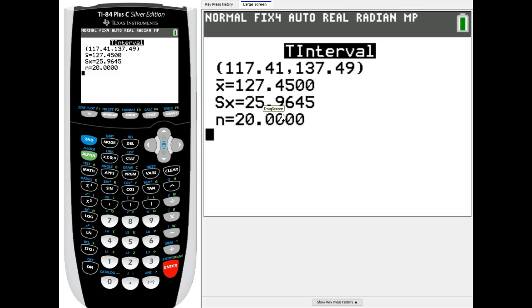But generally, for a small number of values like this, n being 20, more than likely you'll be given the data and you'll have to key it into the list. So that's it. That's how to calculate a t-interval using the TI-84 Plus.